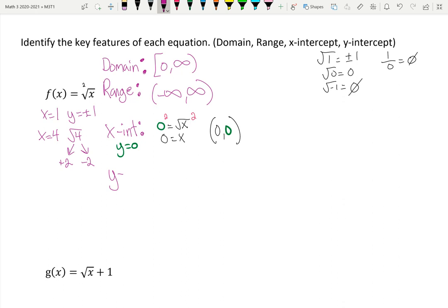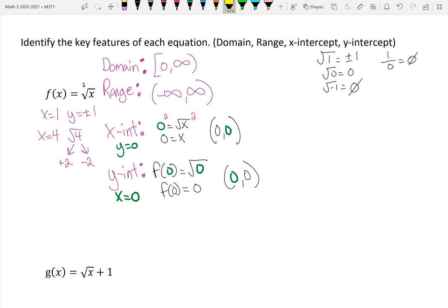My y-intercept, to find it without a graph, is going to be similar. I have to let x equal 0. So this is a little different. Here, I'm going to say that what is my x value? 0. And it's going to equal the square root of 0. Well, f of 0 equals 0, meaning that when it's 0, the output, the y, is 0.